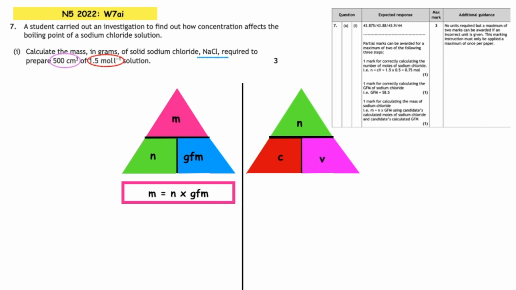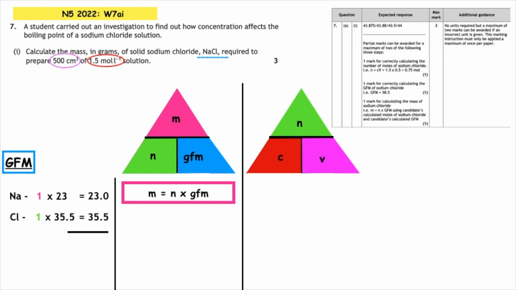Now we don't know the number of moles, but we do know how to calculate the GFM because the formula for sodium chloride has been given. So if we look up sodium, we've got 1 of those atoms times the relative atomic mass, which is 23, which gives us 23. Chlorine, we've got 1 atom times 35.5, which will give us a total of 35.5. And when we add those up, we get the GFM of sodium chloride as 58.5 grams. So we can insert that in there.